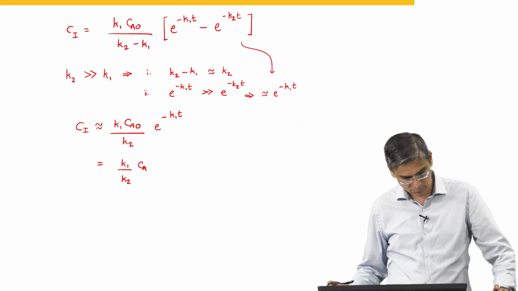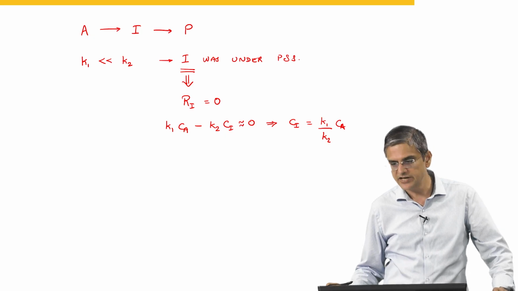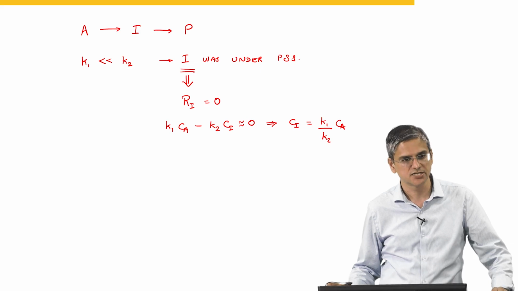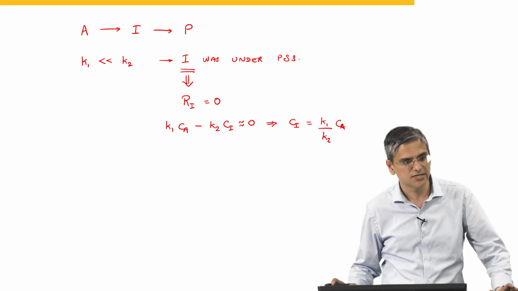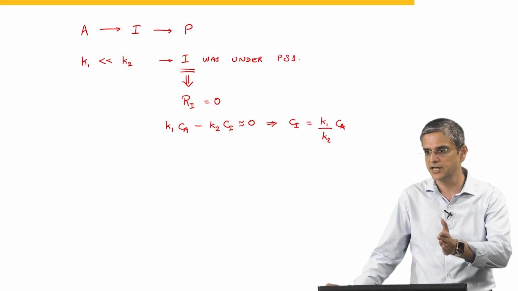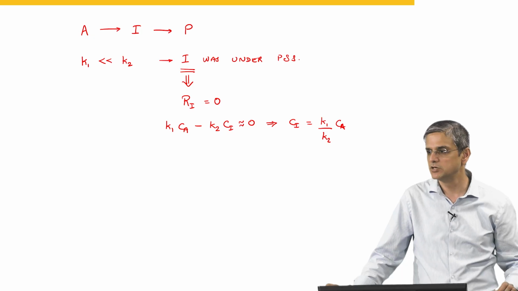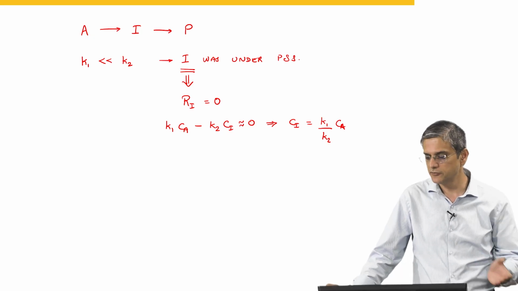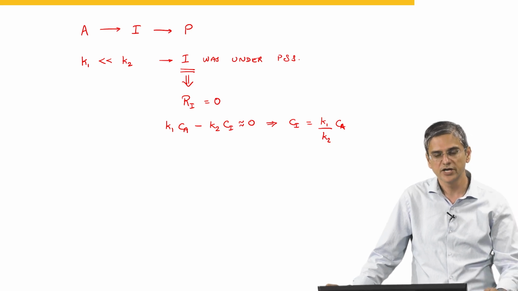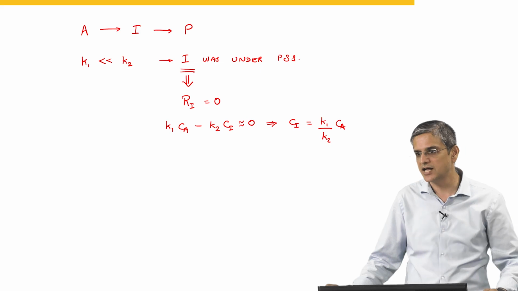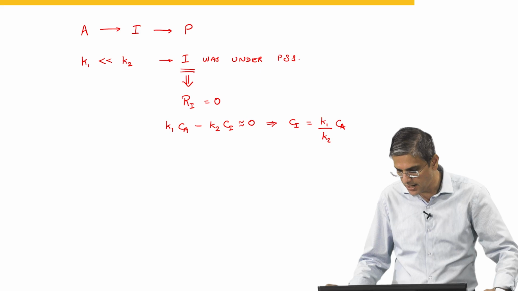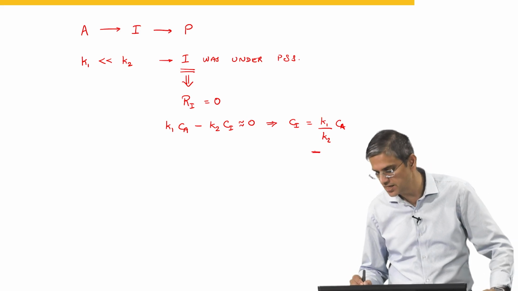So, let us look at it two ways. We have derived the expression of Ci doing an a priori assumption of pseudo steady state. Here we assumed that it is pseudo steady state. Why? Because we saw that after a particular time Ri was approximately equal to 0. Okay. So, therefore, I was under pseudo steady state. We did that in the previous lecture using Excel. Okay. So, when it was given that I is under pseudo steady state, Ri is equal to 0. Okay. And from there we were able to derive this.